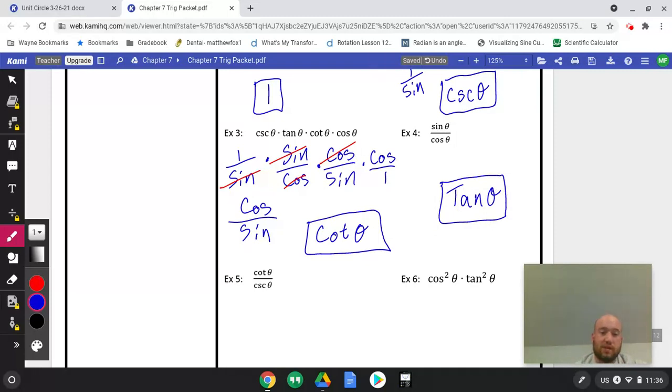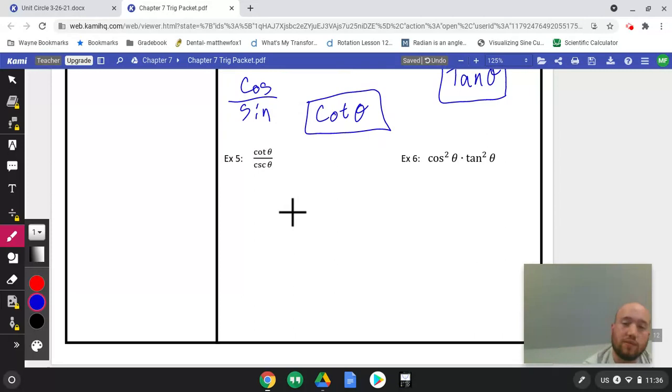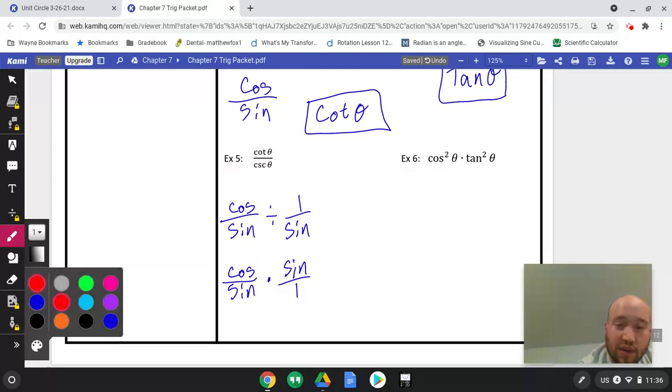Okay, so now example 5, cotangent of theta over cosecant of theta. Now cotangent, we already saw in example 4, cotangent is cosine over sine. And then that's divided by the cosecant, which we know is 1 over sine. Now at this point, if we're dividing by a fraction, that's the same as multiplying by the reciprocal. So cosine over sine times sine over 1, that's the same thing. Those sines cancel out, and we're left then just with cosine of theta, technically over 1, but you can just leave it as cosine of theta.